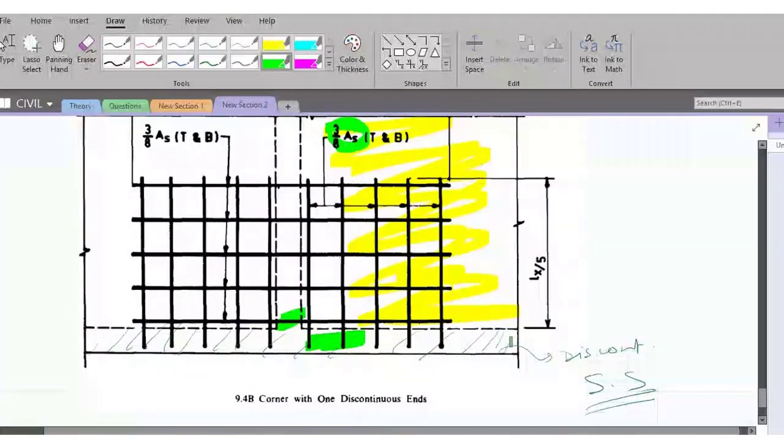Continuous. So in that case, again you have to provide torsion reinforcement, but not 3/4 of AST. It has to be how much? 3/8 of AST. Why 3/8? Half of 3/4. So half of 3/4 is 3/8. So the torsion reinforcement will be provided in top and bottom in the form of mesh. Okay, and we have seen this in this kind of sketch.